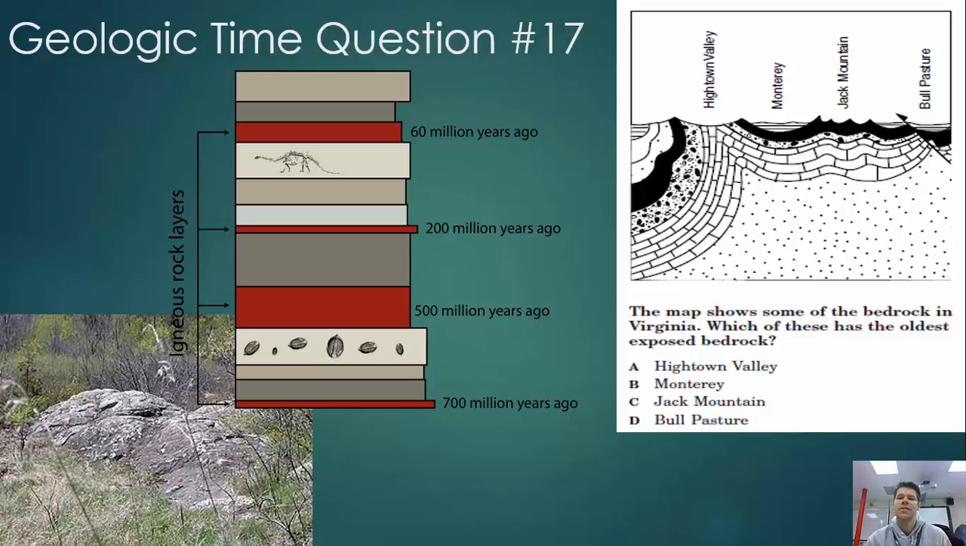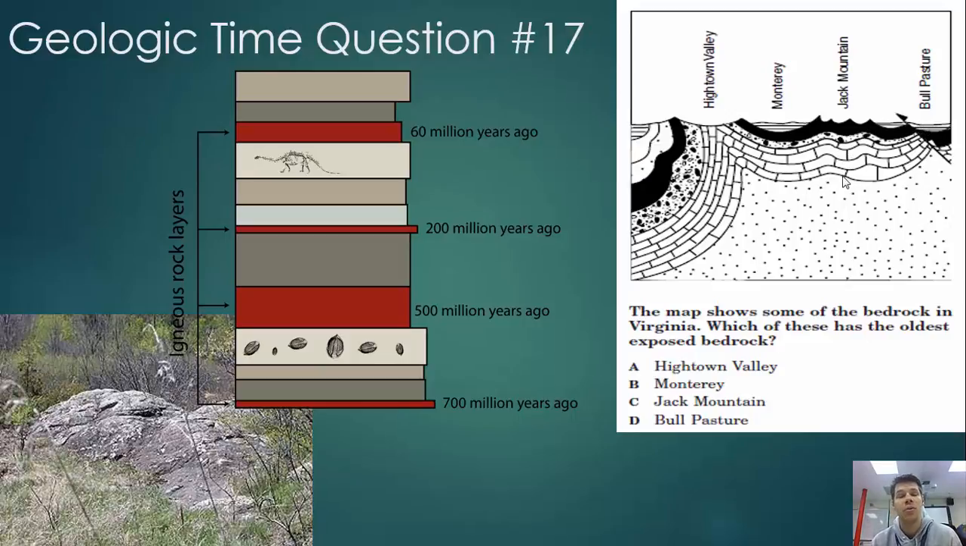The map shows some of the bedrock in Virginia. Which of these has the oldest exposed bedrock? So first thing we just want to think about real quick is, what does exposed bedrock mean? And if you look at this little picture over here, you see this random large igneous rock that's kind of protruding out of the earth. This is exposed bedrock. So something that you can see on the surface. So if you can look here at the map, we see lots of different rocks on the surface.